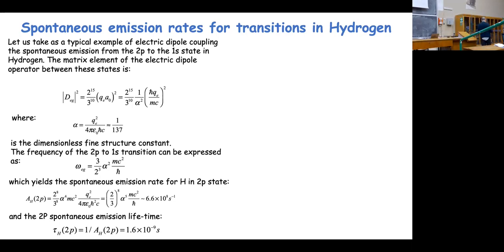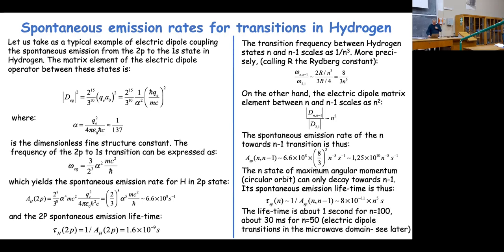Now, I can do the same calculation for other states in hydrogen. And this is what I do on the other part of this slide. I can scale this and find how it varies with n, the principal quantum number. So you can look at how omega varies when you go up into the energy levels and you compute omega from n to n minus 1. It's something which varies as 1 over n cubed. Why? Because the energy level varies as 1 over n squared. And the difference between two levels is a derivative of 1 over n squared, which is 1 over n cubed. So you find that the frequency decreases as 1 over n cubed.